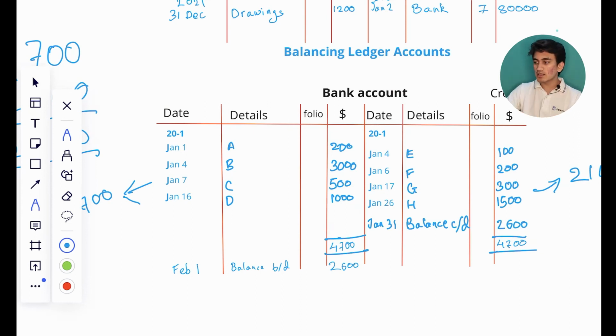First step was to calculate the sum of the debit side and the credit side. Then I calculated the difference between the two and added that to the side which had a lesser value. Then I wrote the difference as balance CD, a balance carried down. Then I wrote the sums on both the sides, which was 4,700, and then started the next month with the balance carried down, which became balance brought down. BD means brought down because that is the amount that you have brought down from the previous month. You will do these type of balancing ledger accounts for all different types of ledger accounts, not just bank.